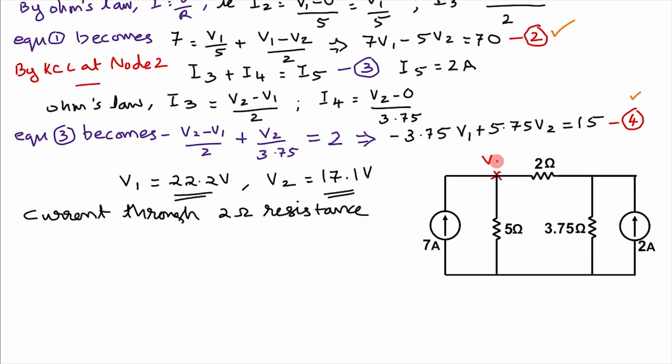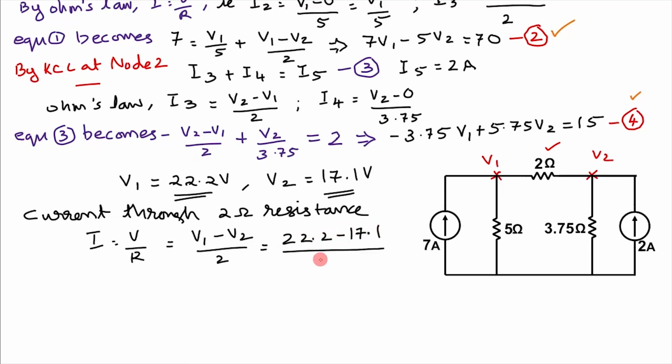See here, this is V1, this is V2. The current through the 2 ohm resistance we have to find. I is equal to V by R. Here the voltage is V1 minus V2 divided by 2 ohm, that is equal to 22.2 minus 17.1 divided by 2, which is equal to 2.55 ampere.